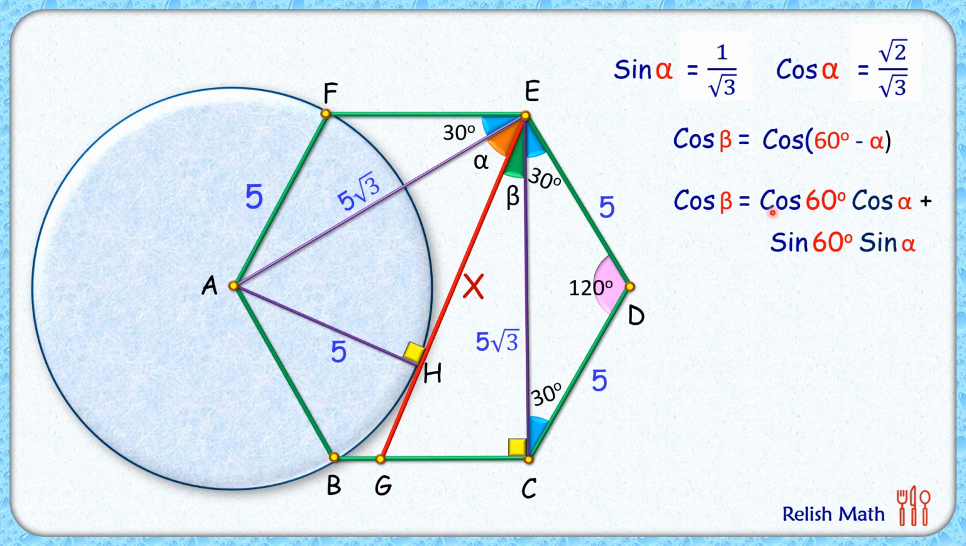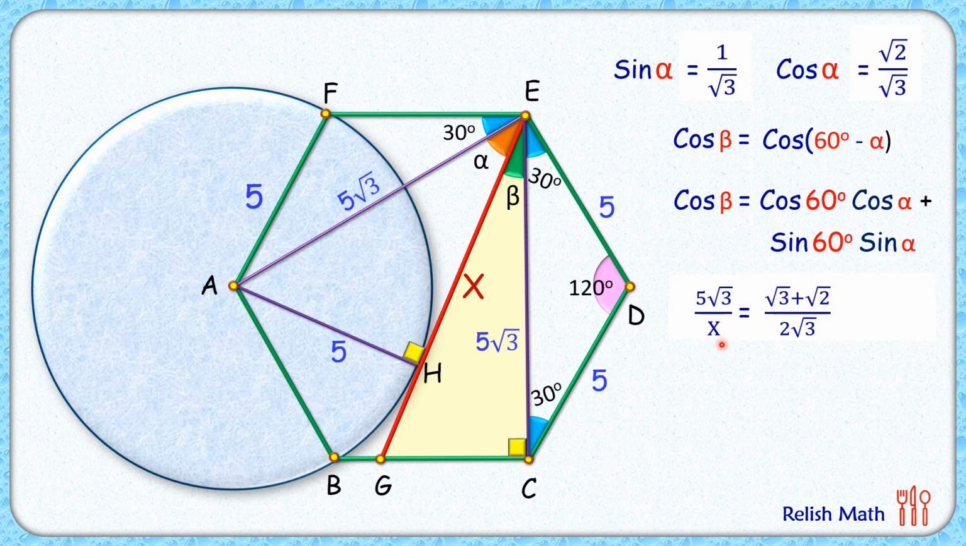Now here putting the values of cos 60 degrees as 1 by 2 and cos alpha as root 2 by root 3. Same way sin 60 is root 3 by 2 and sin alpha is 1 by root 3. Taking 2 root 3 as denominator and simplifying, we get the RHS as root 3 plus root 2 by 2 root 3. And cos beta, in triangle EGC, we find that cos beta is nothing but base upon hypotenuse, or 5 root 3 upon x.